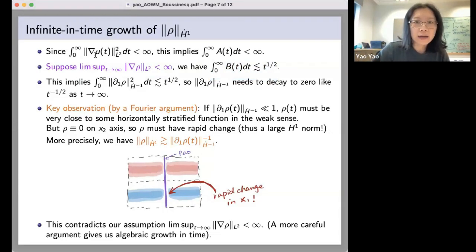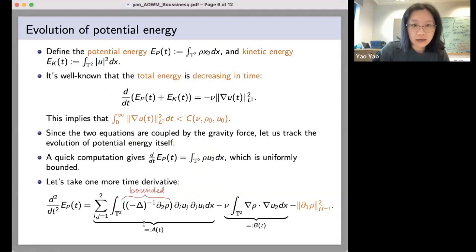Another thing is that there is this very scary term A here, but in fact, this is not bad, because for this coefficient here, it's relatively easy to show that it is bounded. And then the rest of the term will be bounded by the integral of gradient u squared, which we know is bounded by a finite number. Okay, so the time integral of A will always be a bounded number in time.